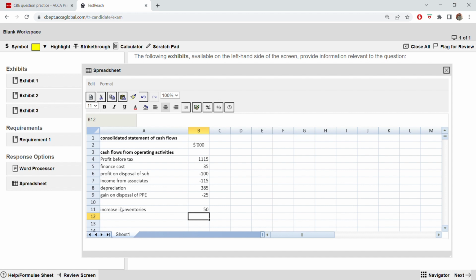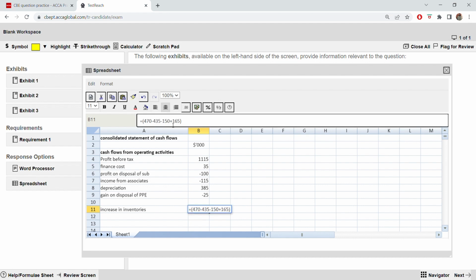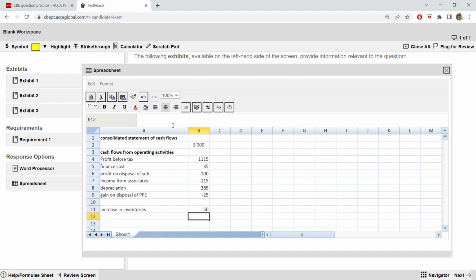But this 50 is an increase in inventory. You have to deduct it as an outflow. So how do you do this? Just click here, outside the bracket, not inside the bracket, otherwise it will take minus 450 minus 435 and everything changes. After equal, put a minus sign. Your number changes. Everything remains the same, only the sign changes. This is the quickest technique.